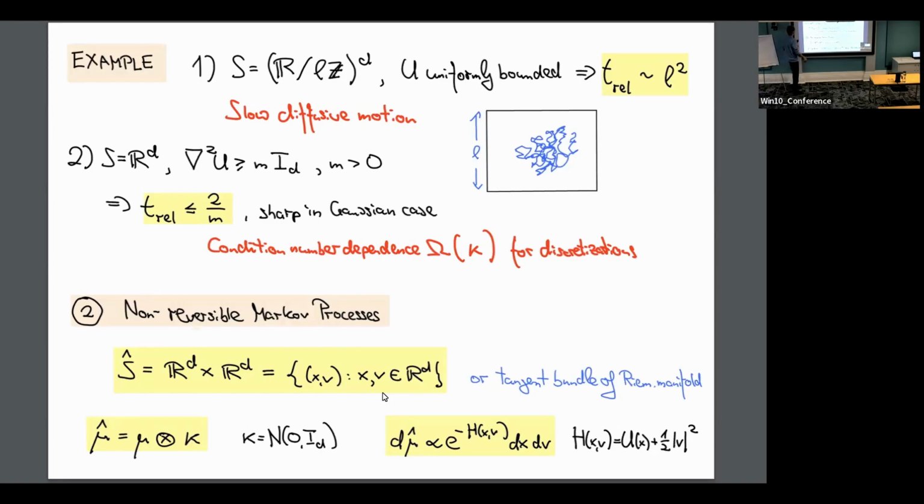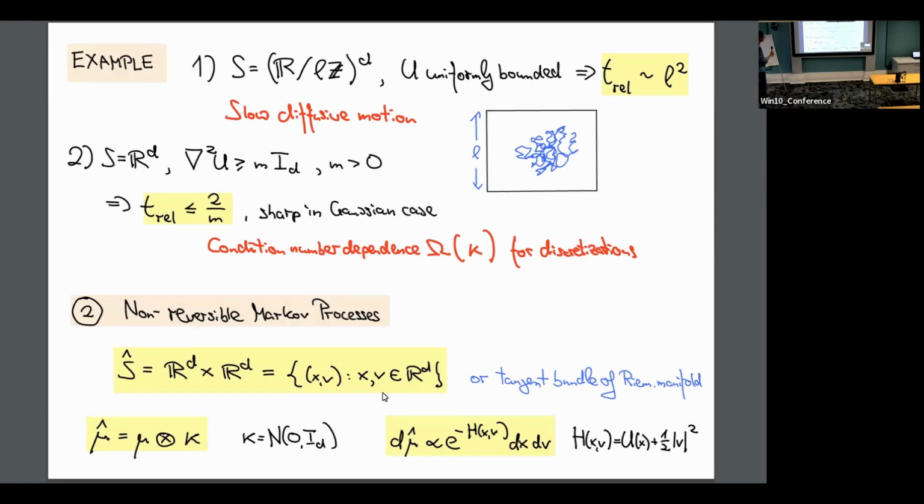And similarly, if we are on R^d and say we are strongly convex, with a lower bound m on the second derivative of the potential, and this constant will usually be small, then the relaxation time will be bounded by 1 over m, and this bound is also sharp in the Gaussian case, which is again diffusive behavior. So this constant 1 over m, even in nice scenarios, can be small. And if you look at discretization, then this leads to some condition number dependence, because for the discretization, you will also need an upper bound for this quantity. And then relating the two, you get some condition number dependence in your bounds. And so then the question is, can we improve on this?